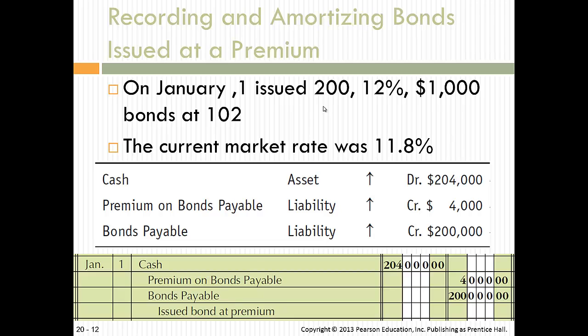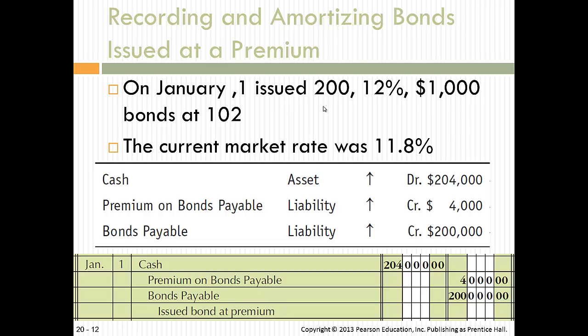Now let's look at the situation of a premium. In this example, Ronson Corporation is issuing, on January 1st, 200 12% $1,000 bonds at 102. At 102 means the bonds are being sold for 102% of their face value. The current market rate is 11.8%.